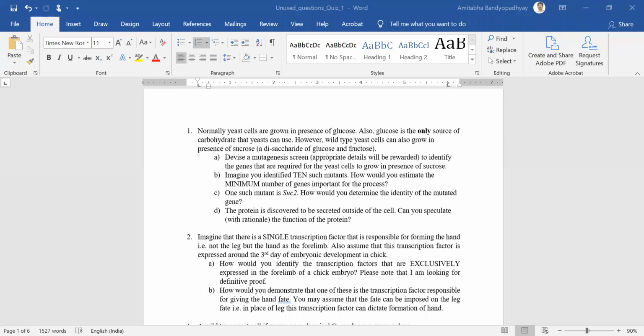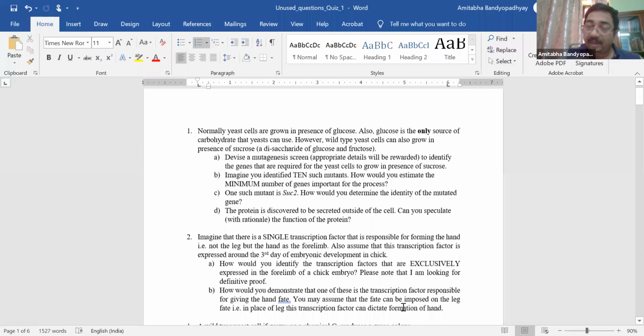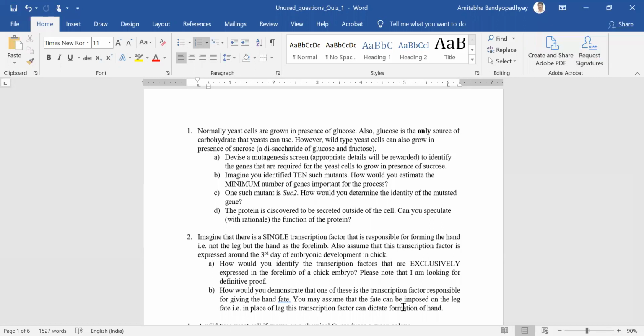So again, the time factor is important in this case. We have to do it just at the beginning of the third day maybe. Yes, unless you mention that time point, answer is incorrect. See, it is given in the question, right? Then also assume that this transcription factor is expressed around the third day of embryonic development. So if you take limb bud around that time point, third day of embryonic development, hind limb bud and forelimb bud, and do microarray analysis with RNA isolated from these two, the ones that are found to be exclusive for forelimb bud, your transcription factor will be within that, right?